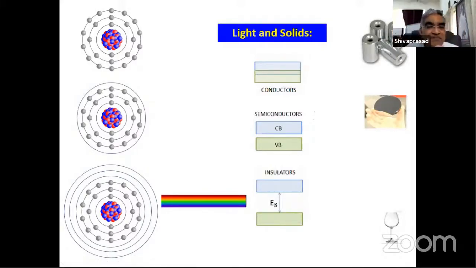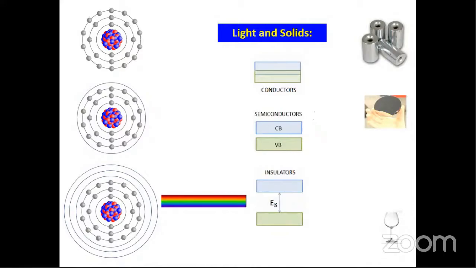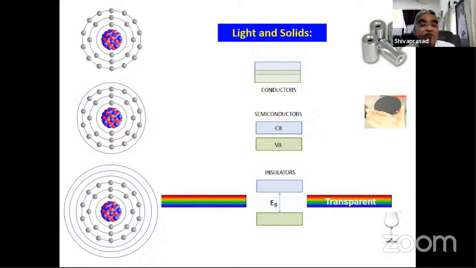They are more strongly bound, so they cannot be hit. Even if you hit them, they don't have enough energy to move from there. So the light just goes through the material because it doesn't have enough energy to excite the electrons. That is why insulators are transparent. Of course, you will ask me about wood and plastic and everything which are not transparent, but that's a different issue. I'm talking about a pure single crystalline insulator, which is always transparent because the band gap is high.